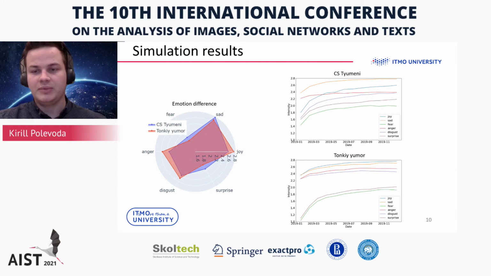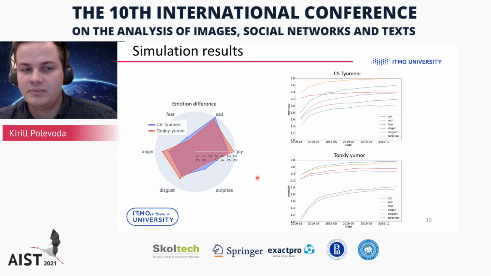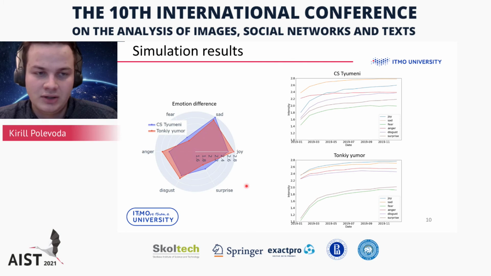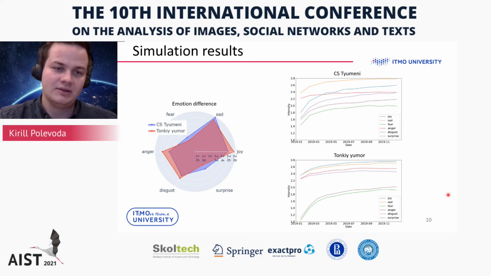So in the community "chase too many", we see that the emotions sad, fear, and surprise are much greater than in the community "talk humor". However, in the community "talk humor", the emotions joy, anger, and disgust are greater than in "chase too many". That can demonstrate that we see not only the posts in this community, but also the comments, and there maybe some fighting, arguing, and so on and so forth. And that's why we see that emotions like anger and disgust are much higher than in the other community.